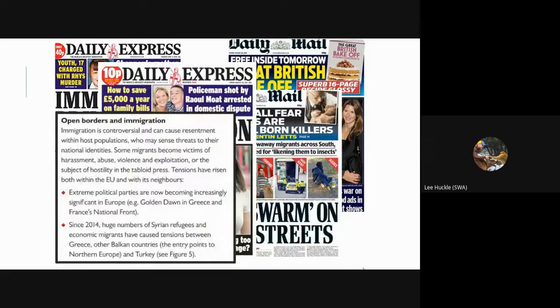We looked at very briefly, because this is for a future lesson, the idea of open borders and immigration. What is a border? What is an open border? Should we have open borders? Should we not have open borders?